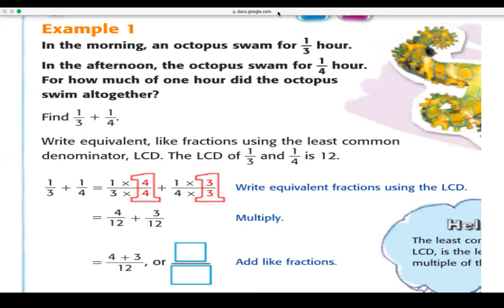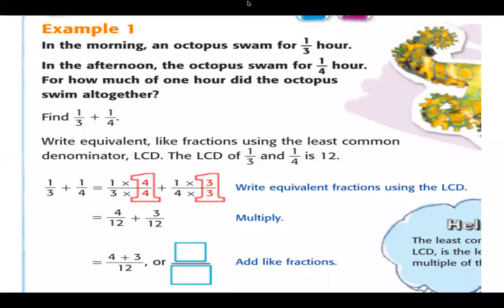Okay, so our first problem here, example 1, is in the morning, an octopus swam for 1/3 of an hour, and in the afternoon, the octopus swam for 1/4 of an hour. For how much of 1 hour did the octopus swim all together? So remember, pointing out for word problems, the words all together tell us that we will be adding. We want to know all of it, okay?